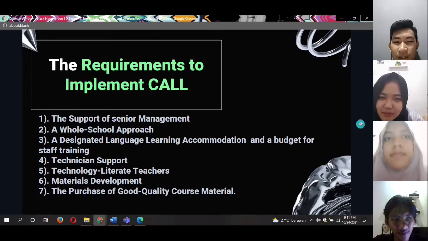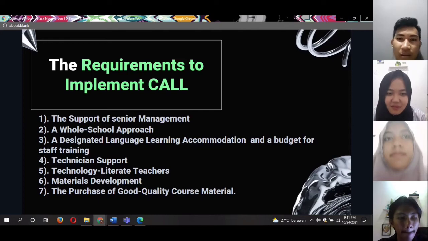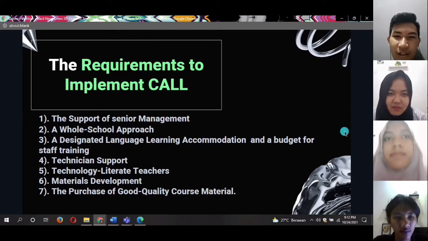Next, the requirements to implement CALL. It was concluded that the successful implementation of new technology requires special preconditions. Number 1, the support of senior management. Number 2, a whole school approach. Number 3, a designated language learning accommodation and a budget for staff training. Number 4, technician support. Number 5, technology literate teachers. Number 6, material development. Number 7, the purchase of good quality course material.